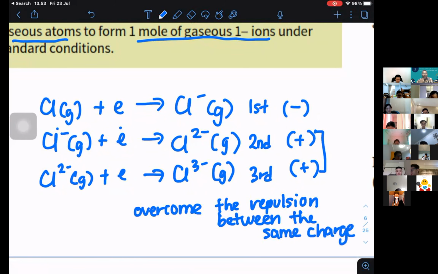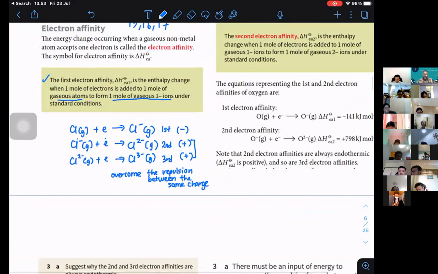When I checked, I think I have given you some feedback on the 4 groups that submitted to me. The one without any error, I think, is Dylan's group. The others, maybe when I gave the feedback, some of you already corrected, but you need to mention why the first one is negative and why the second and third are positive: because the energy is absorbed to overcome the repulsion between the same charges, the negative ion and the negative charge of the electron. So you need to mention that. That is about this slide. You can just go through it.